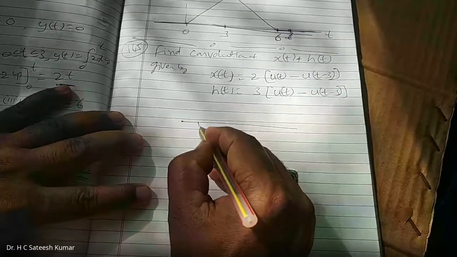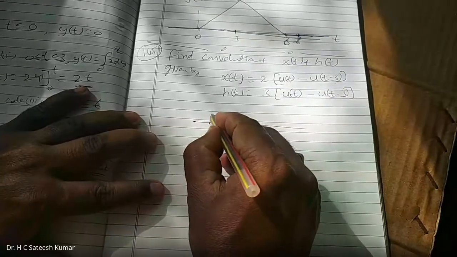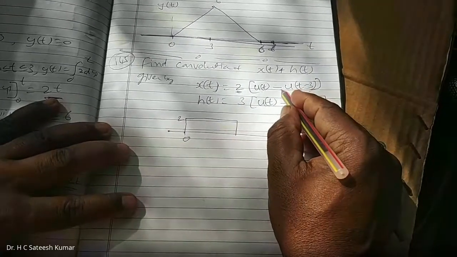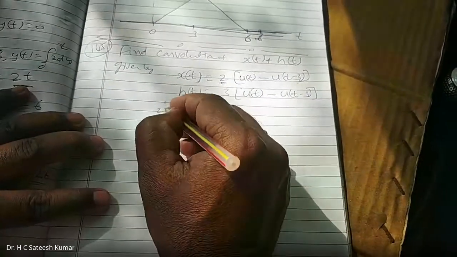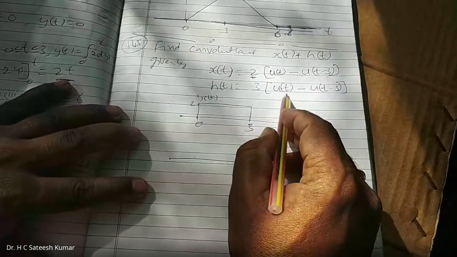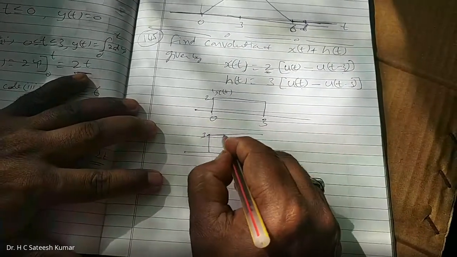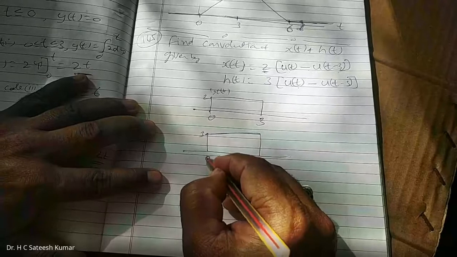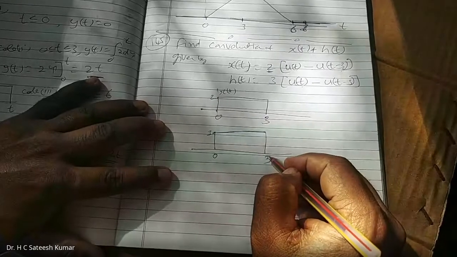Starting from 0, u of t minus u of t minus 3. u of t means what? At 0, go up by how many units? 2 units. And at 3 come down by 2 units. So this is your x of t. h of t is equal to what? h of t is equal to, at 0 go up by 3 units, and at 3 you fall down by 3 units.